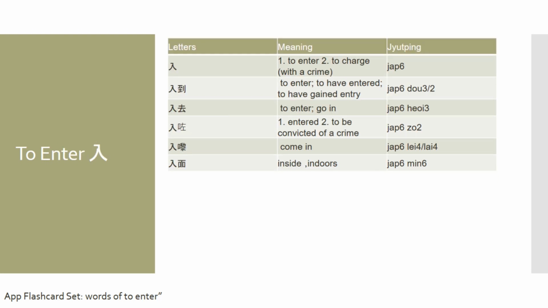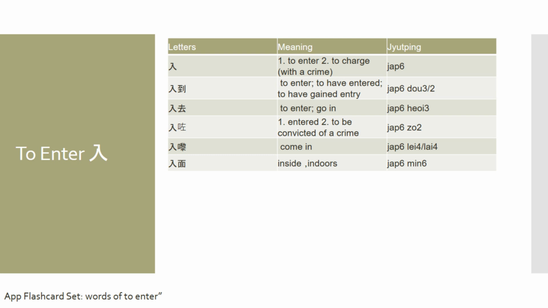And lastly, I wanted to talk about the Chinese character of to enter, which in Cantonese is pronounced yap. Of course, there are a list of words associated with this particular Chinese character. For example, if you want to say to enter or to have gained entry, then you would say yap do.